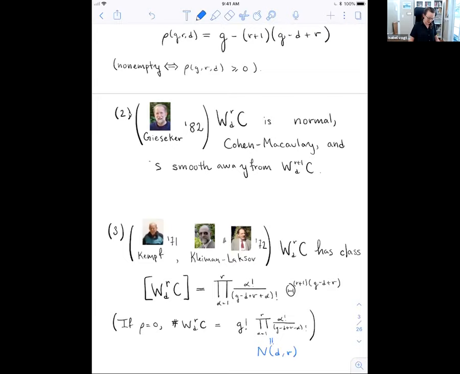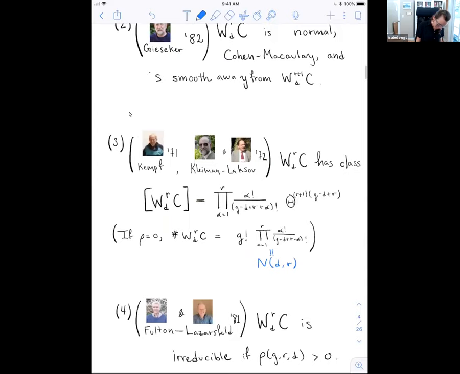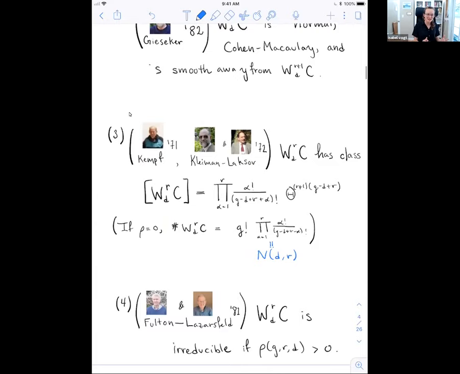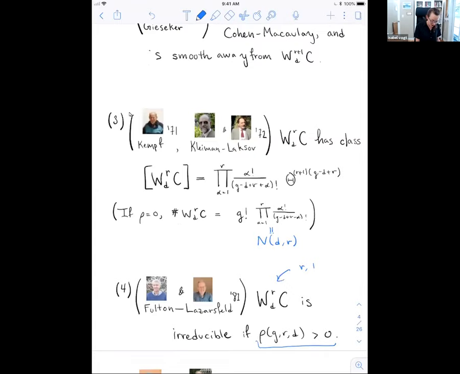All right. And then a nice thing that you can deduce from a connectedness result of Fulton and Lazarsfeld, together with the normality that came from Gieseker's result, is that this W^r_d really is irreducible, which you expect when its dimension is positive, so when rho is greater than zero. I think this is really nice because it tells you that r and d really are the only discrete invariants of maps to projective space. You have to tell me the degree and you have to tell me what projective space you're going to.